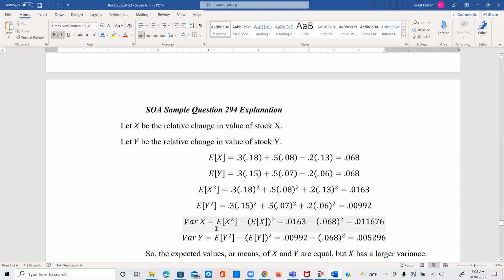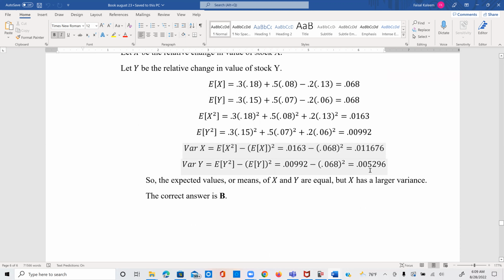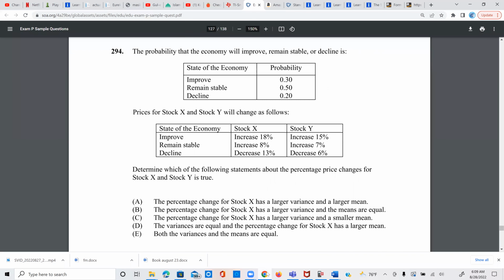And variance of X we know is E of X squared minus E of X, whole squared. So that comes out to be 0.011676. And variance of Y comes out to be 0.005296. So the choices we have here, we have to tell how the percentage change for stock X compares to the percentage change of stock Y.